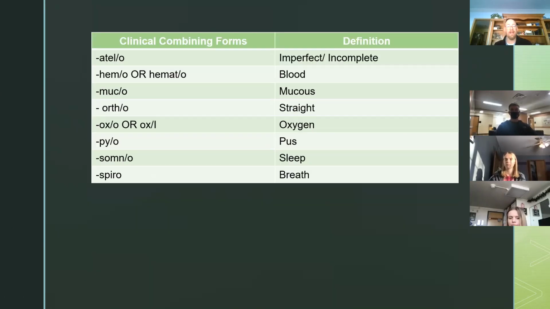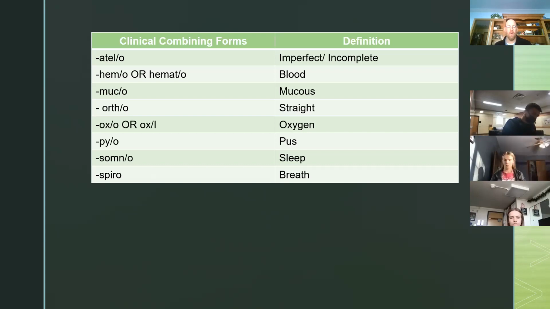All right, let's talk about some clinical terms that we'll often see. Clinical combining forms, typically describing pathologies. Atalo means imperfect or incomplete. You're going to see a term in just a few slides called atelectasis, which means imperfect or incomplete expansion of the lung. Hemo or hemato means blood, as Izzy just said, blood in the chest, a hemothorax. Muco means mucus. Ortho means straight. So we can have orthopnea, which is breathing that is made worse by posture, like bending over, and better with standing up straight.